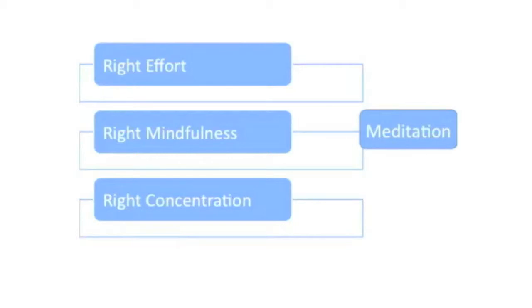Right effort in this diagram is the right effort we noted in diagram 2. In other words, conditions A, right view, and B, right intention from diagram 2 gave rise to C, right effort, which has now become one of the 3 conditions in diagram 3, along with right mindfulness and right concentration, to set the occasion for right meditation.